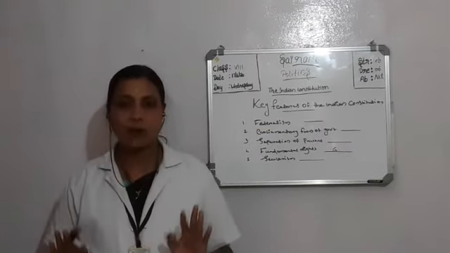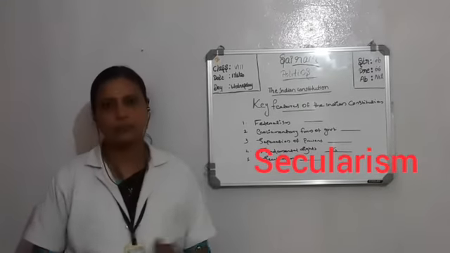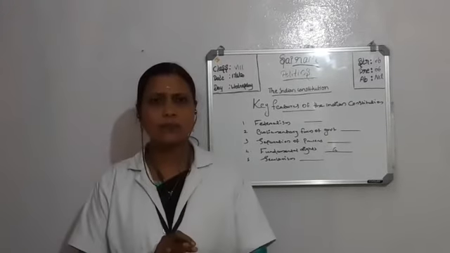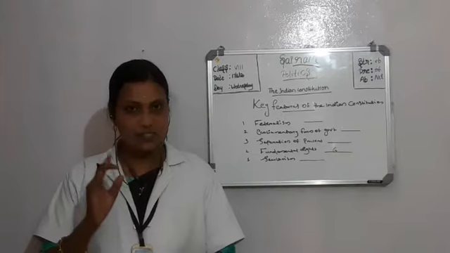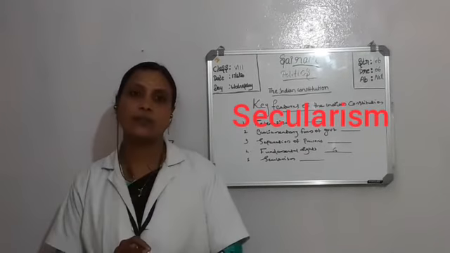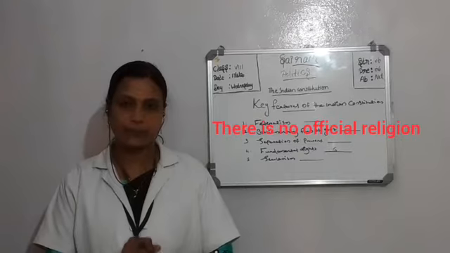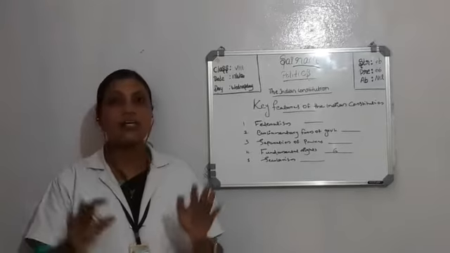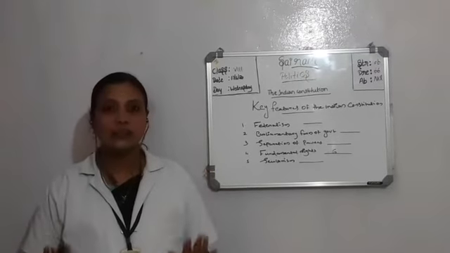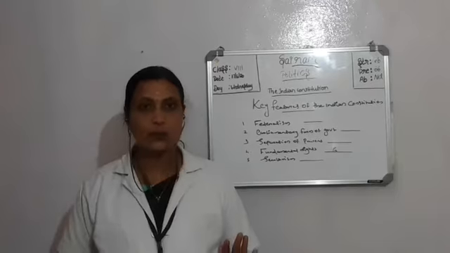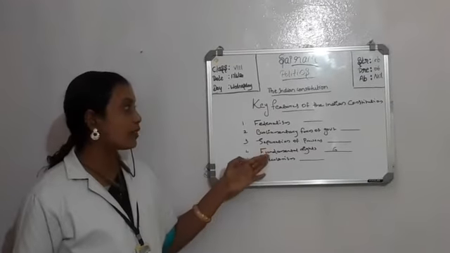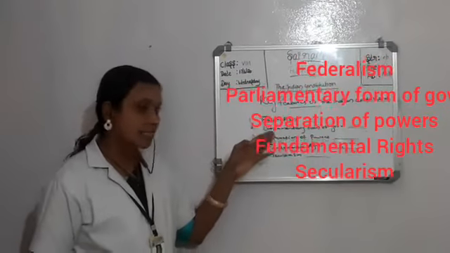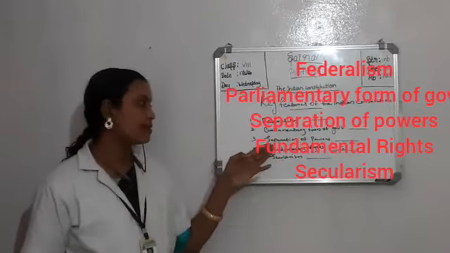The last feature of the Indian constitution is secularism. What is secularism? What do you mean by a secular state? A secular state is a state in which there is no official religion. Secularism means it is a system in which all religions are equal. These are the key features of the Indian constitution. Key features are federalism, parliamentary form of government, separation of powers, fundamental rights and secularism.